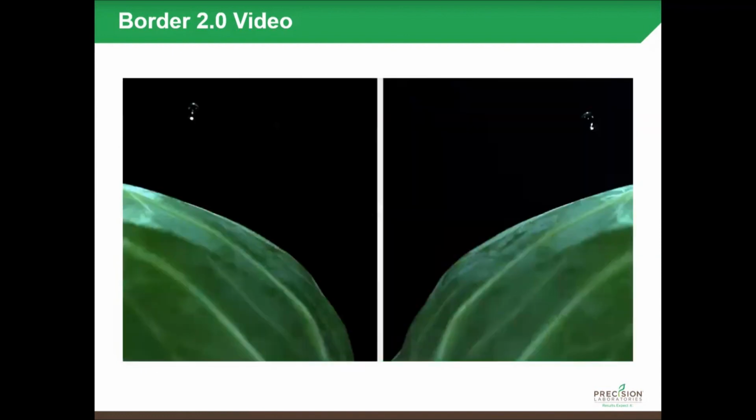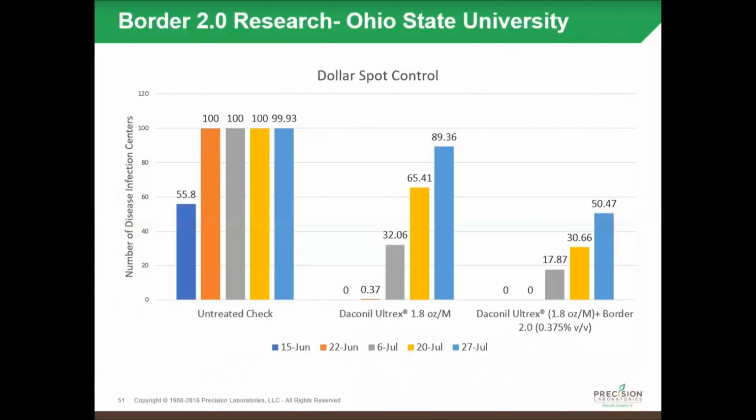And here's a single droplet hitting. Again, the coverage, the retention on the leaf, that's keeping what you're applying foliarly on the foliage. So we did research to document what that's doing.